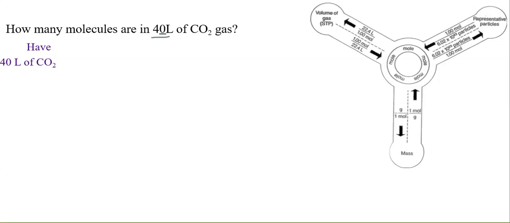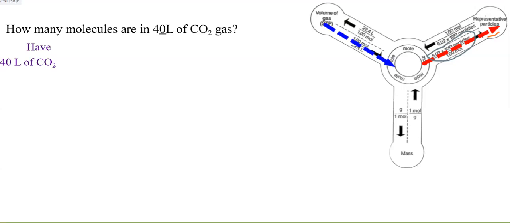So looking at your flux capacitor, I'm starting with the top left. I need to go down to the mole. So my first conversion is going to be my mole conversion, and that'll convert me to a mole. And then from there, I just need to go up and to the right and use my particle conversion to go from a mole to a particle.